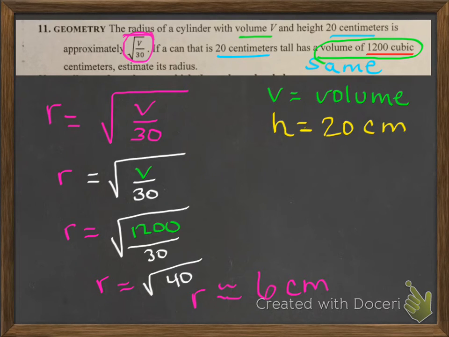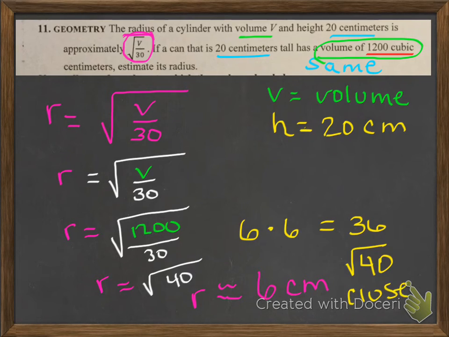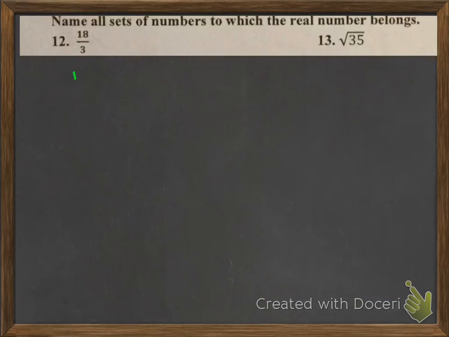And the square root of 40, because it says estimate its radius, the square root of 40 is pretty darn close to the square root of 36. The square root of 36 is 6. So I would say that the answer to this problem is that the radius is approximately 6 centimeters. So that's your final answer for that one. Because 6 times 6 is 36, the square root of 40 is close. So that's all you need is close, because it is an estimate problem.